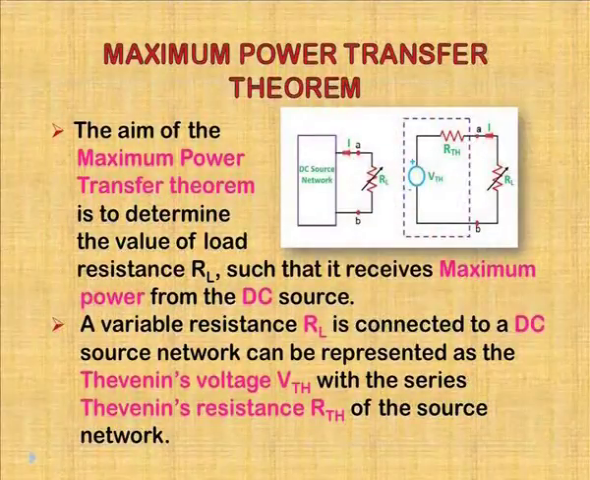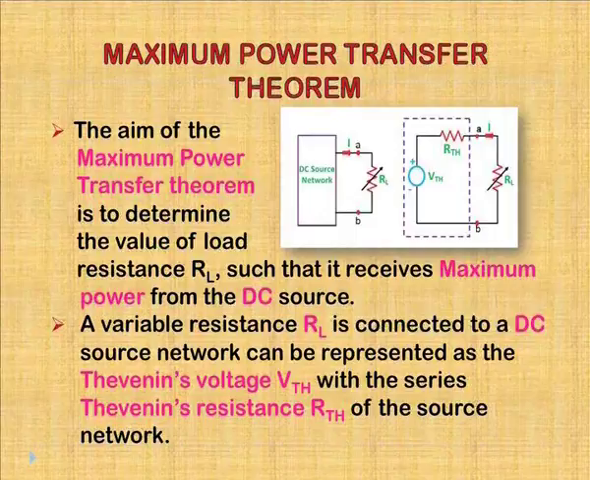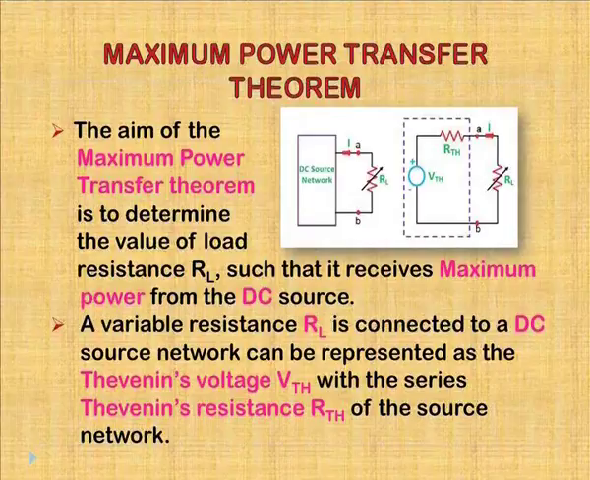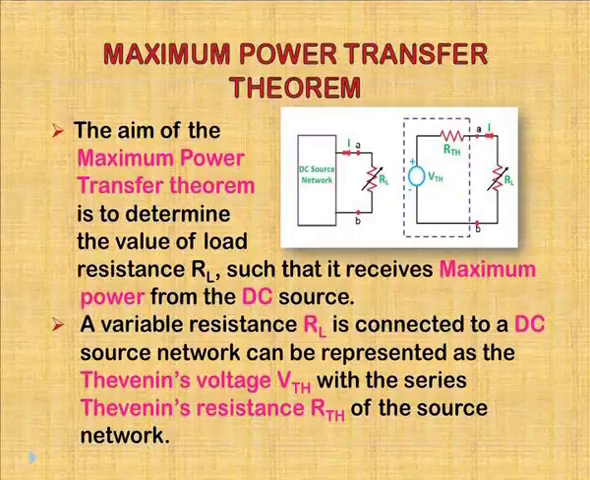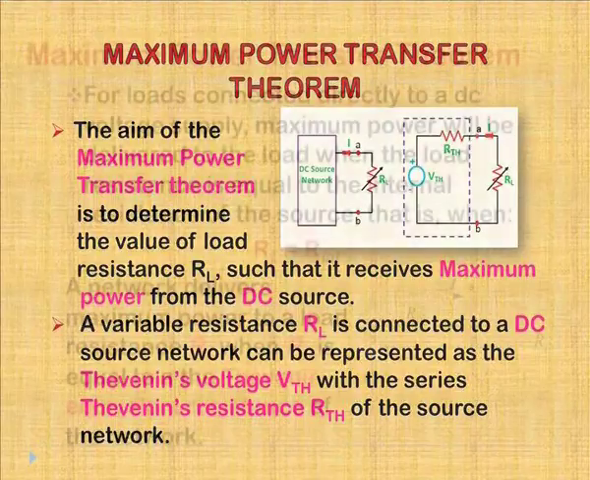So, we want to know the value of load for which we get the maximum power. Thus, the aim of the maximum power transfer theorem is to determine the value of load resistance RL such that it receives maximum power from the DC source. And a variable resistance RL connected to a DC source network can be represented as the Thevenin voltage VTh with the series Thevenin resistance RTh of the source network.